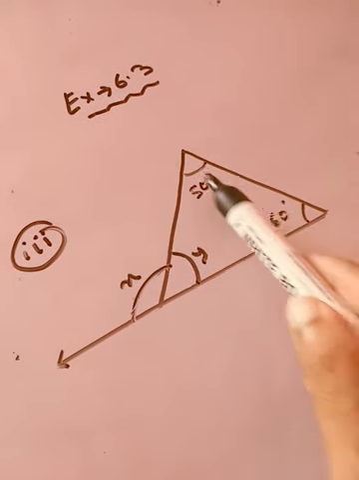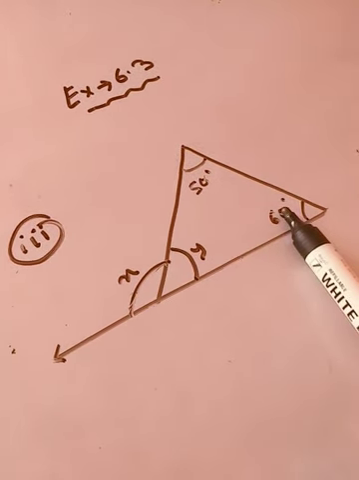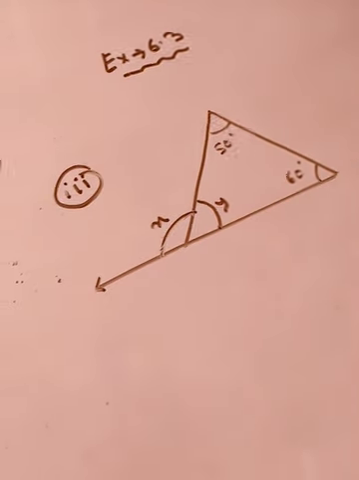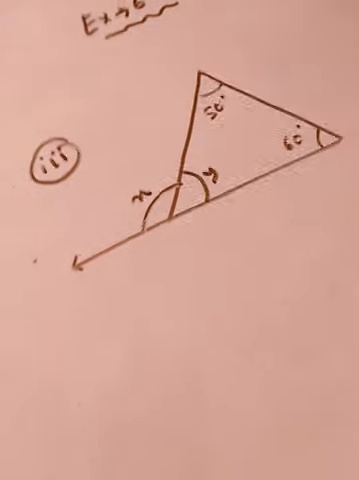Obviously where two interior angles of a triangle are given, then because of the angle sum property, where the sum of all the angles of a triangle is 180 degree, you can get the value of y. So let's see.